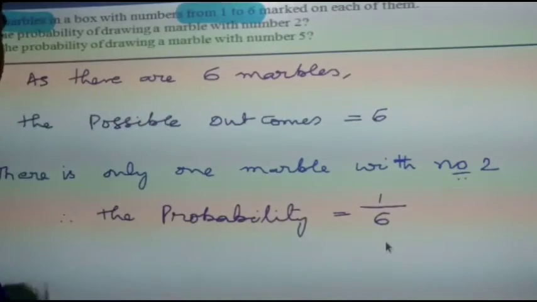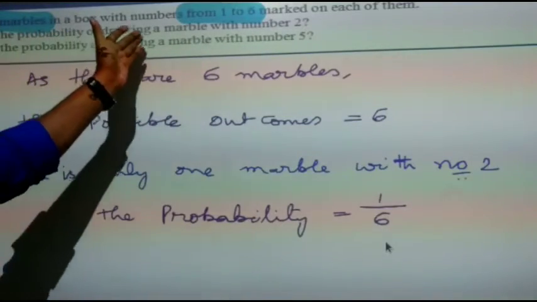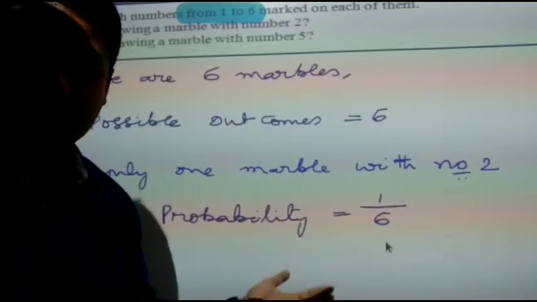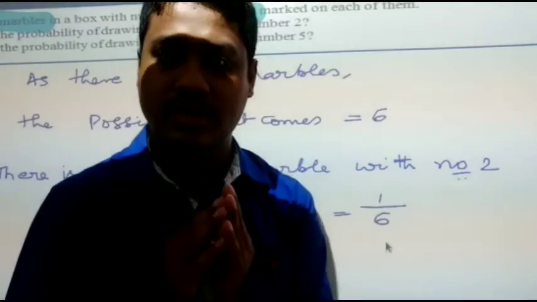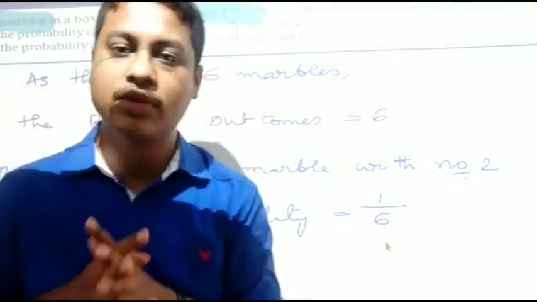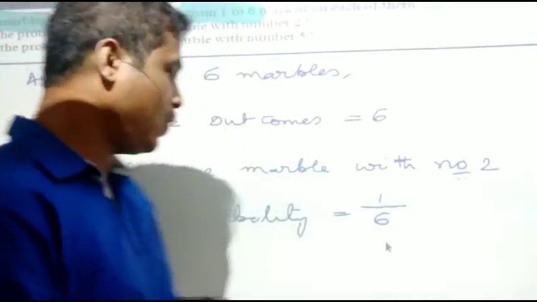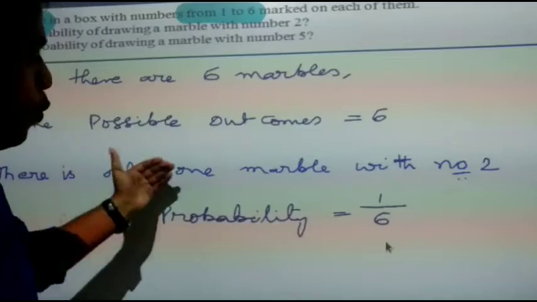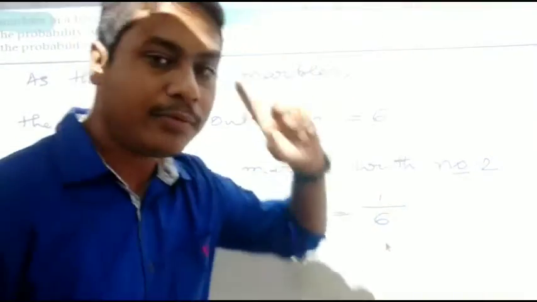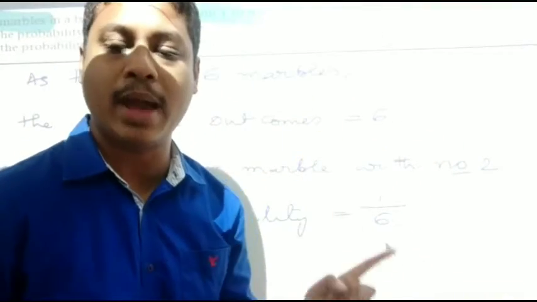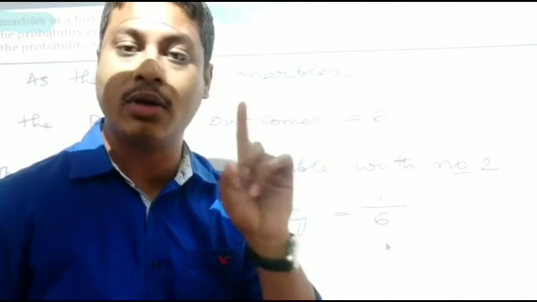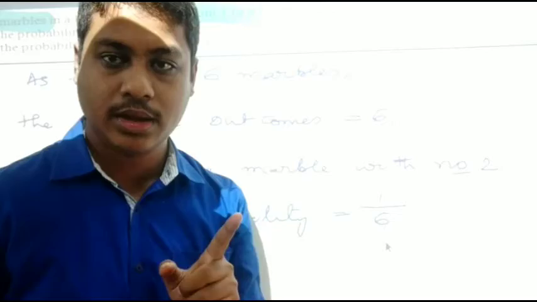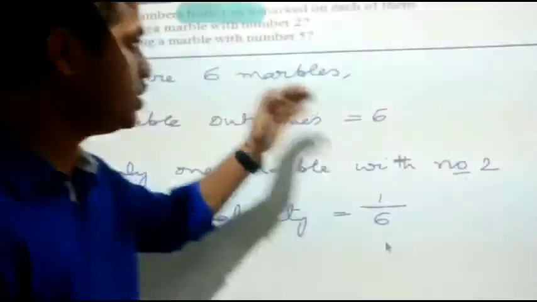Same way, for the next question, what is the probability of drawing a marble with number 5? The answer will again be the same, because the total number of outcomes is 6 and there is only 1 marble with number 5. So again the probability is 1 by 6, because 5 occurs only once. So this is about question number 2.